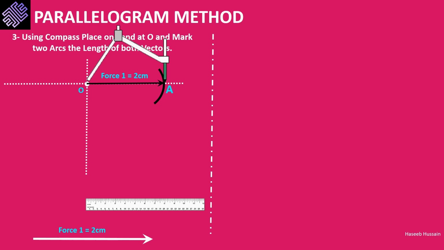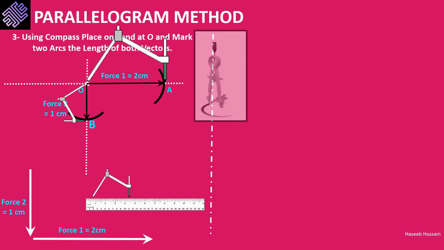The other force, force 2, was due south and its length through the scale was 1 centimeter. So we stretch our compass to a length of 1 centimeter using the scale and then draw an arc at a distance of 1 centimeter away from point O. Draw a line up to the arc to represent force 2. This line should be of 1 centimeter. The point at which this arc cuts the y-axis is labeled as B.